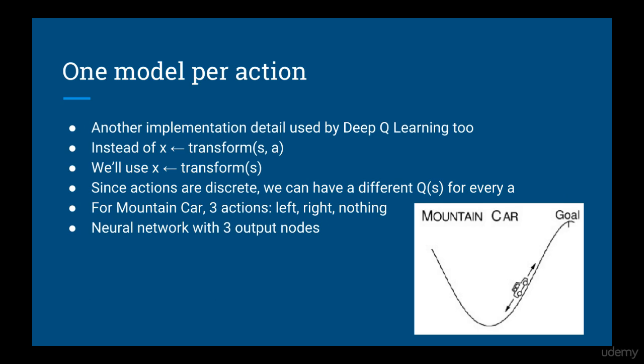The next implementation detail we need to discuss is a technique used by deep Q-learning as well. Specifically, instead of trying to model Q(s, a) with x as the input vector, that is some feature transformation on the state s and action a, we'll instead just make x the transformation of the state s. Since the actions are discrete, we'll instead create a different linear model for each action. So in the case of mountain car where we have 3 actions, left, right, and do nothing, we'll have 3 linear models, all giving us the Q for a separate action. Another way to think about this is that it's a neural network with 3 output nodes. This is exactly the approach we'll be taking when we do deep Q-learning.